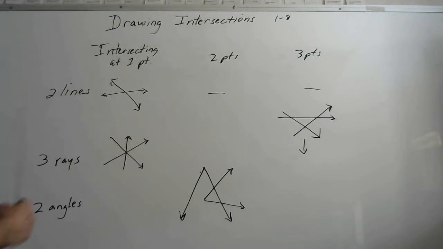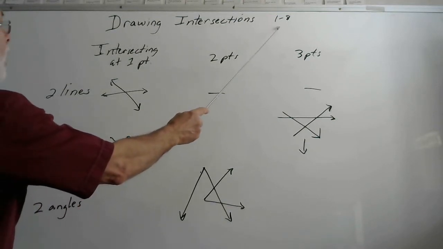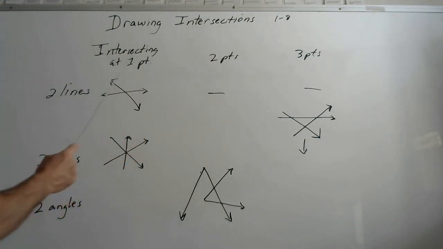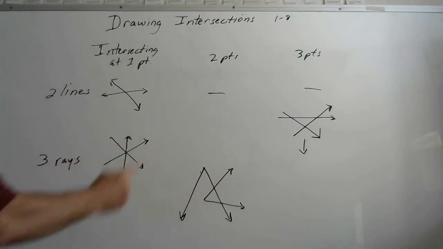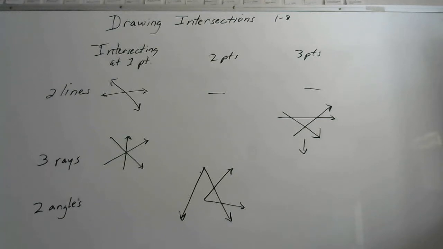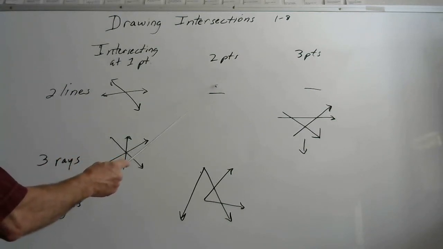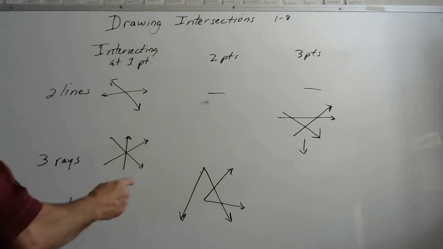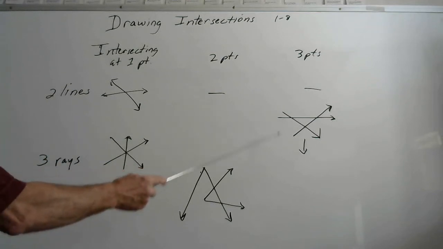Okay, students, the next one is drawing intersections, section 1-8. So you're going to have 3 columns, and they're going to give you instructions like using lines, rays, and angles. So 2 lines with 1 point. You only meet in 1 point. Okay. There's no such thing as 2 points with 2 lines or 3 points, so those are left blank. Okay, I didn't bring this one down far enough.